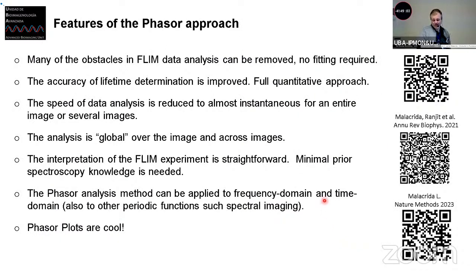So to finish, I want to say some words about the phasor. Well, there are many obstacles in FLIM, but all of them can be removed using the phasors. The phasors are an absolutely quantitative approach, right? It's a global analysis, so we can analyze many images in parallel. So we can put all our samples in one condition, another condition. We can use segmentation, and we will see in the practical session, to collect information for different regions within a cell or different groups of cells, etc.